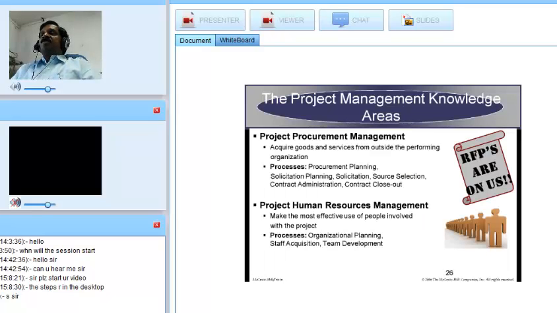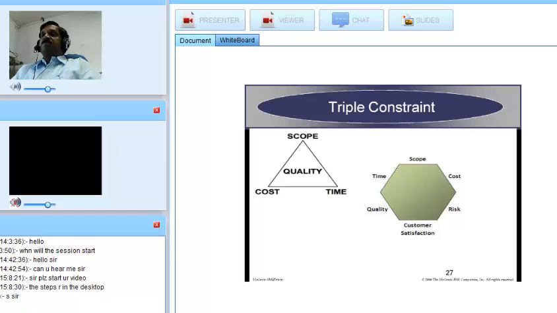So guys, we talked about 5 core processes. We talked about 9 knowledge management areas. We have almost covered the main processes and the knowledge areas, and now let us move on to the triple constraint. What is the triple constraint? As we understand, we have the cost limitation, the time limitation, and the scope limitation. And we have to ensure that all these 3 corners are rightly balanced with the right quality.